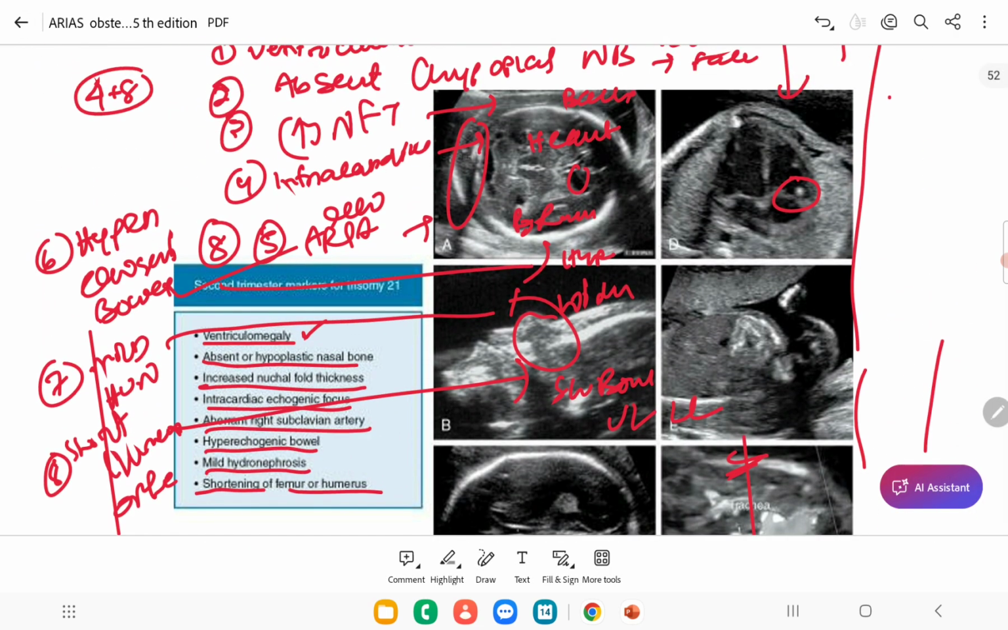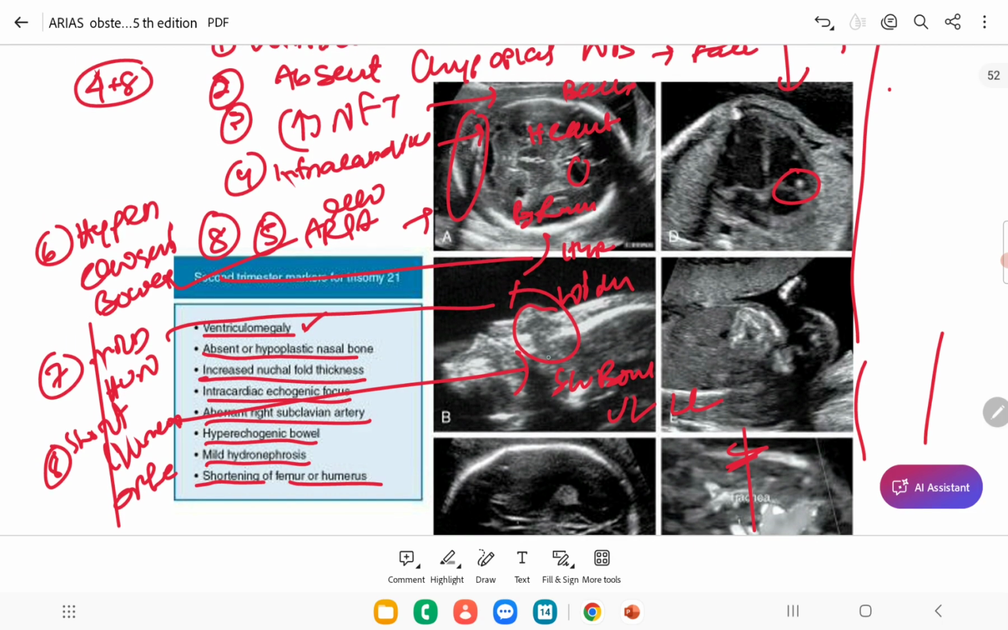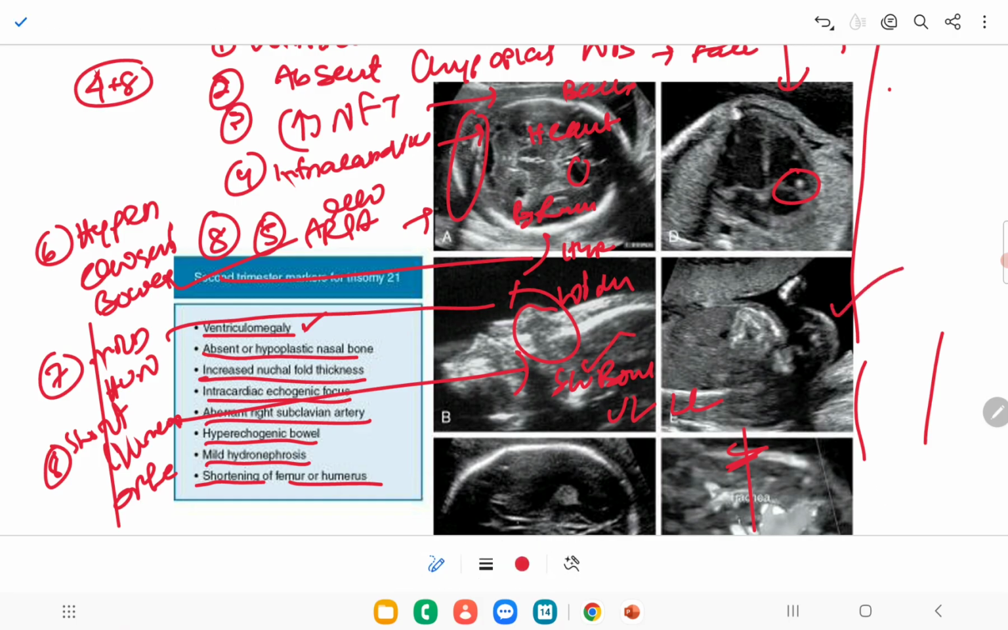So I'll show the pictures. You can see the first is nuchal fold thickness. Second is intracardiac echogenic foci. This is the absent nasal bone in the fourth one. Okay, this is the absent nasal bone. This is echogenic kidney with hydronephrosis. Then this is the ventriculomegaly. This is the aberrant right subclavian artery.